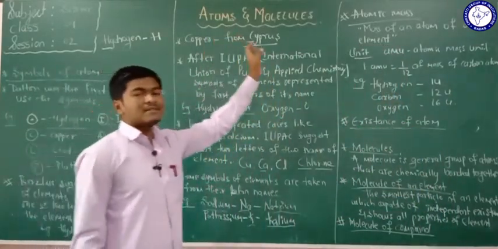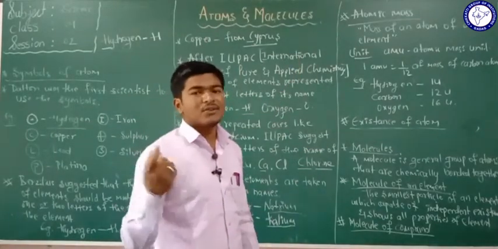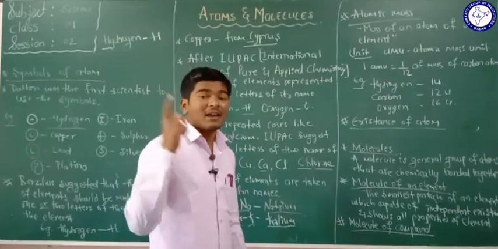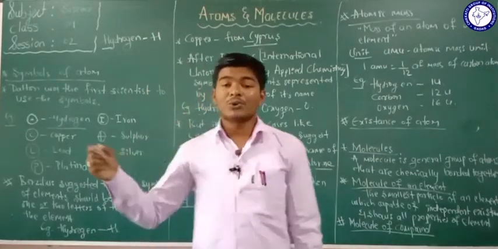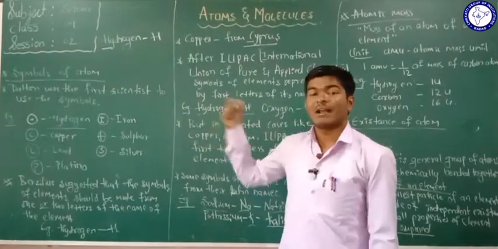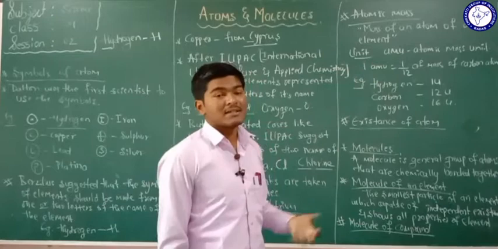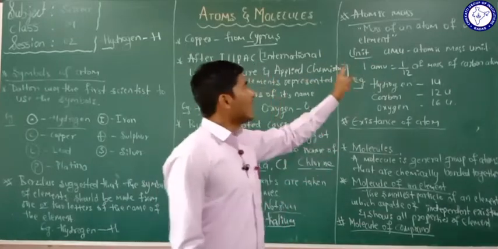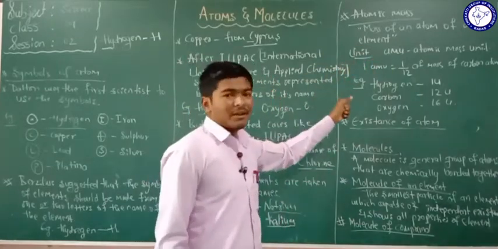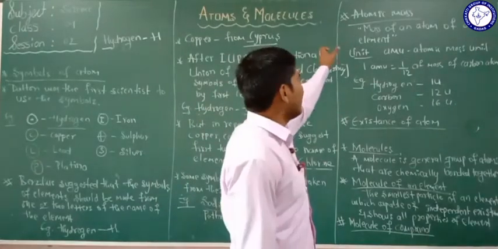Now I am discussing another important topic here, that is atomic mass. As you know already what is meant by an atom, and also you know how we name an atom and how we represent the symbol of an element or an atom. So now I am discussing atomic mass. What is atomic mass? Atomic mass is nothing but the mass of an atom of an element. The mass of an atom present in an element is the atomic mass.